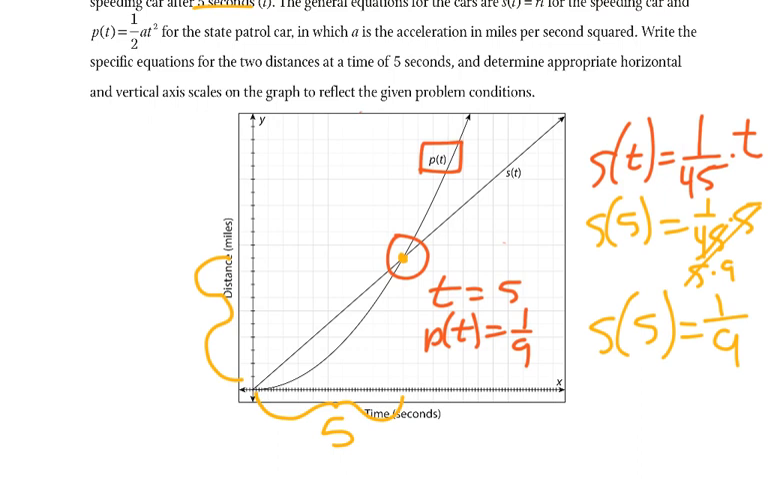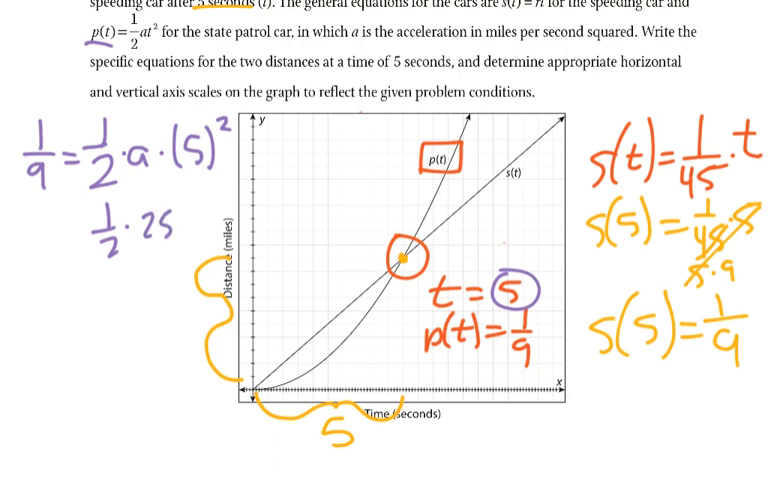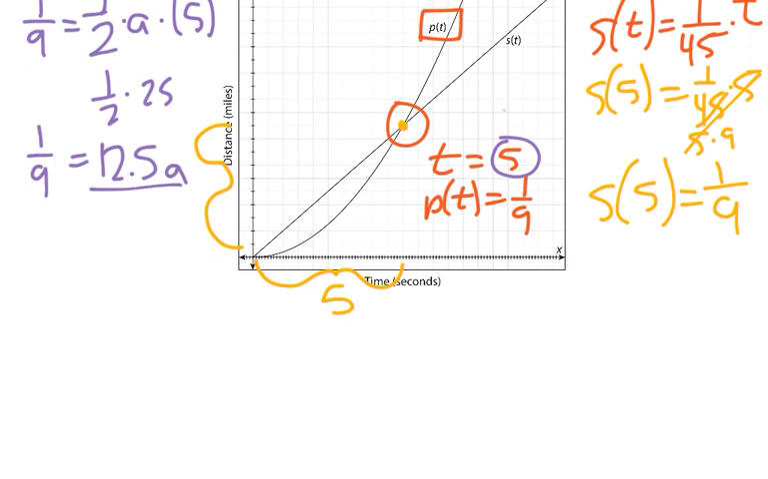So I can go like this. We can go p of t is 1 over 9 equals 1/2 times a times the time, which we know is 5, so 5 squared. Then we can solve for a. So we would end up with 5 squared, which is 25. 1/2 times 25 would give us 12.5a equals 1/9. Okay? So we would then just divide by 12.5.